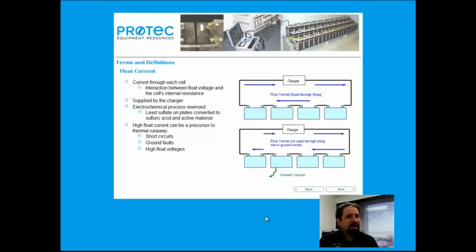The electrochemical process is reversed, and lead sulfate on the plates is converted to sulfuric acid and active material. A high float current can be a precursor to thermal runaway, and a high float current can be a result of shorted cells, ground faults, or a high float voltage.